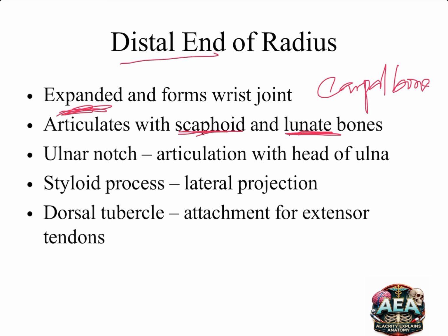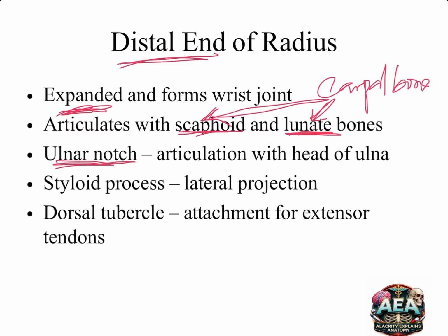So among the carpal bones, the distal end of the radius articulates with only the scaphoid as well as the lunate. Several textbooks differ. Some will tell you it articulates with the scaphoid, the lunate, and the triquetrum. But in this video, we're saying it articulates with the scaphoid and the lunate bones only of the carpal bones.